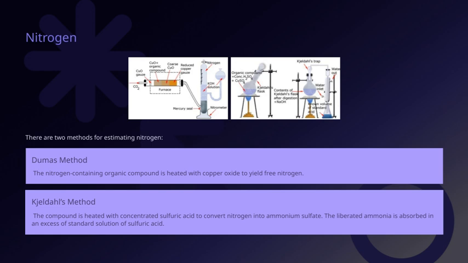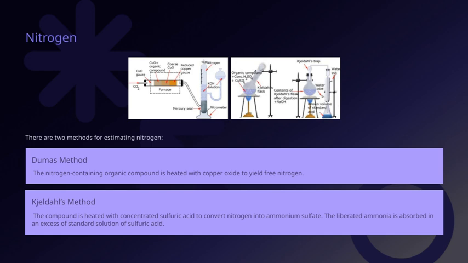Next, let's talk about Kjeldahl's method. In this technique, the nitrogen-containing organic compound is heated with copper oxide. This reaction releases free nitrogen gas, which we can collect and measure. And then we have the Dumas method.